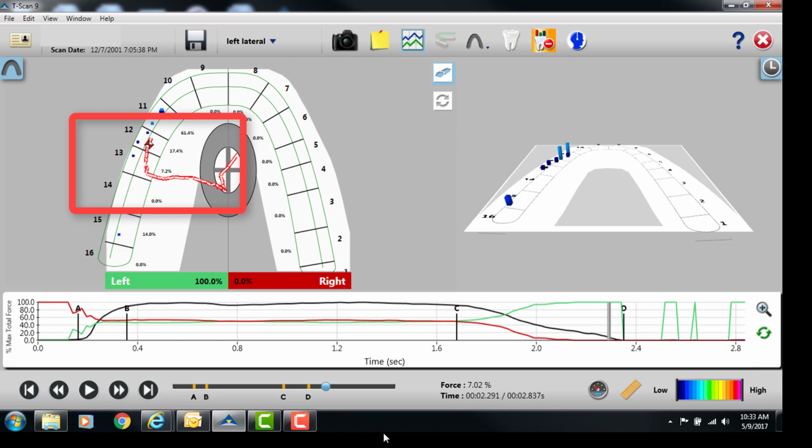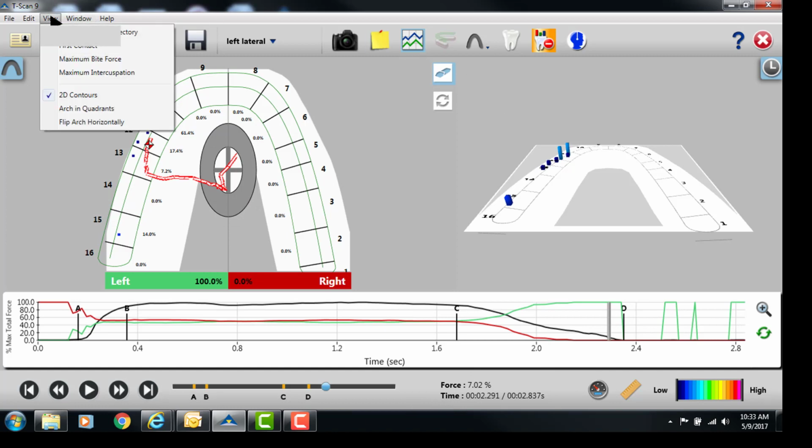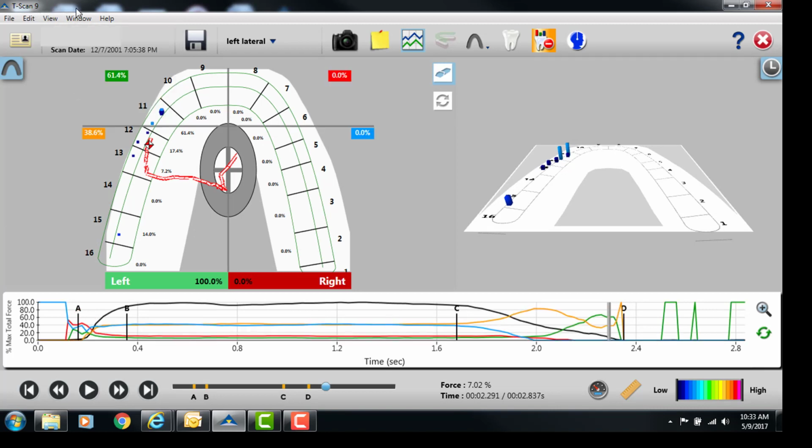So when we're trying to evaluate this in the next steps, the number one thing we want to do is make sure we can see the C and D lines clearly. Since the idea behind all this is to have immediate posterior disclusion, I recommend going to View at the top and clicking Arching Quadrants. When you go into the Arching Quadrants, the graph will display 4 quadrants, as we've talked about in the past in different videos. The yellow and blue lines represent the posterior quadrants, right and left. And the green is the anterior left, and the red is the anterior right.